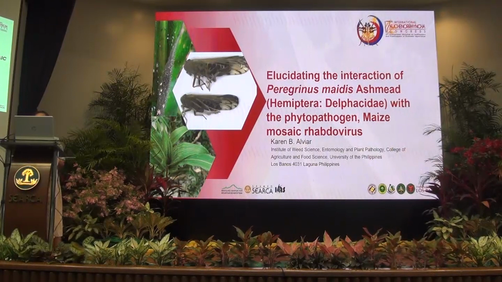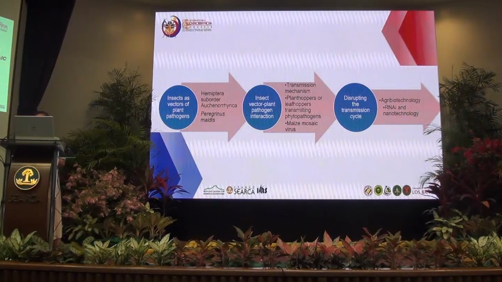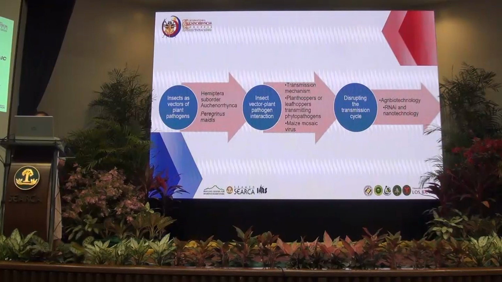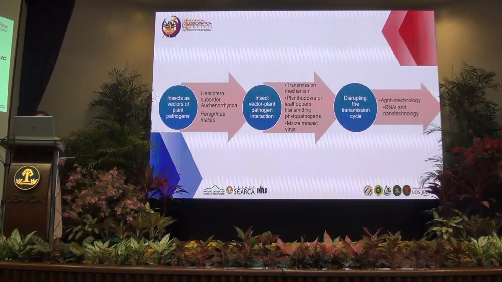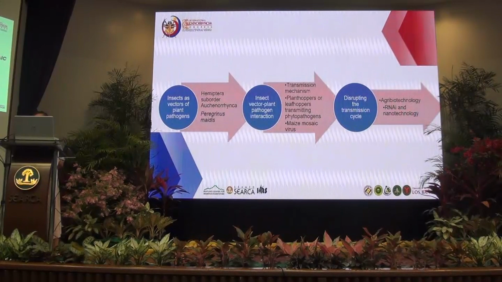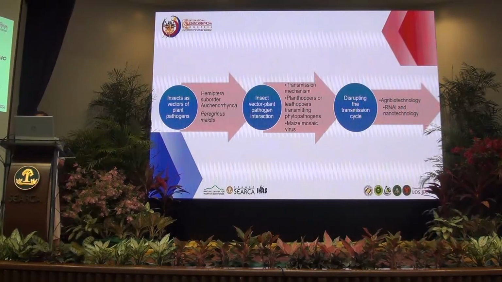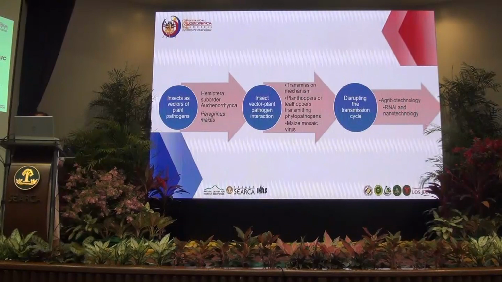Thank you. Alright, so my talk is subdivided into three major parts. First is about the insect vectors of plant pathogens in the suborder Auchenorrhyncha, highlighting, of course, the corn plant hopper Peregrinus maidis. Next is the interaction of this insect vector with the viral corn pathogen, maize mosaic rhabdovirus. And I will be discussing a bit about the rhabdovirus family and the viral genome. Finally, I will be sharing with you the results of our work on understanding the disease transmission cycle, with a focus on using modern molecular biology tools and its application for targeting the receptors of P. maidis that is interacting with the glycoprotein of maize mosaic virus.